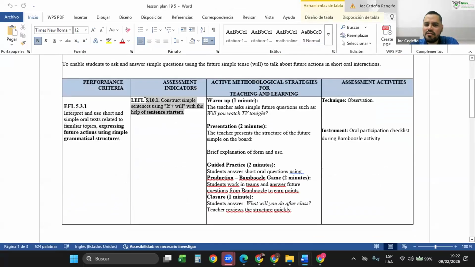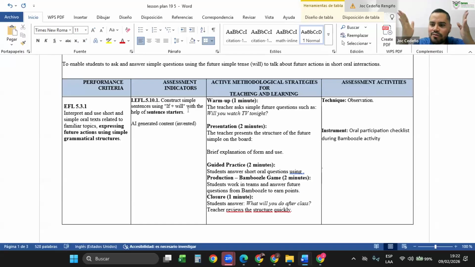Oh, no. This is not from the English curriculum. This is AI generated content because it is invented. This is not real. Why? You cannot over-rely on AI. Remember, AI usually generates information that is not real. It's false. This is not in the curriculum. Or is it? Is this in the curriculum? No. Then why do you put that there?